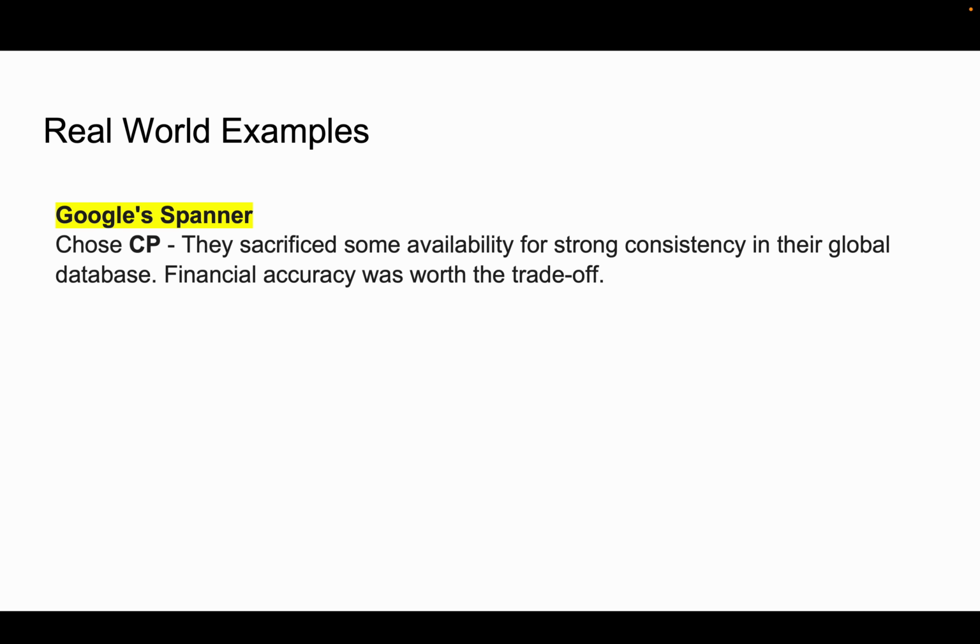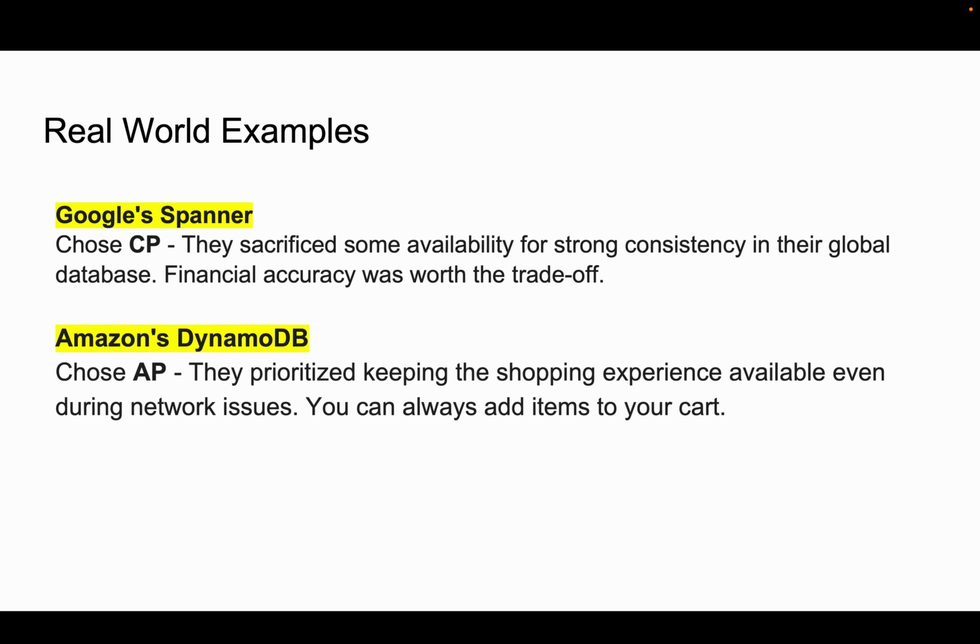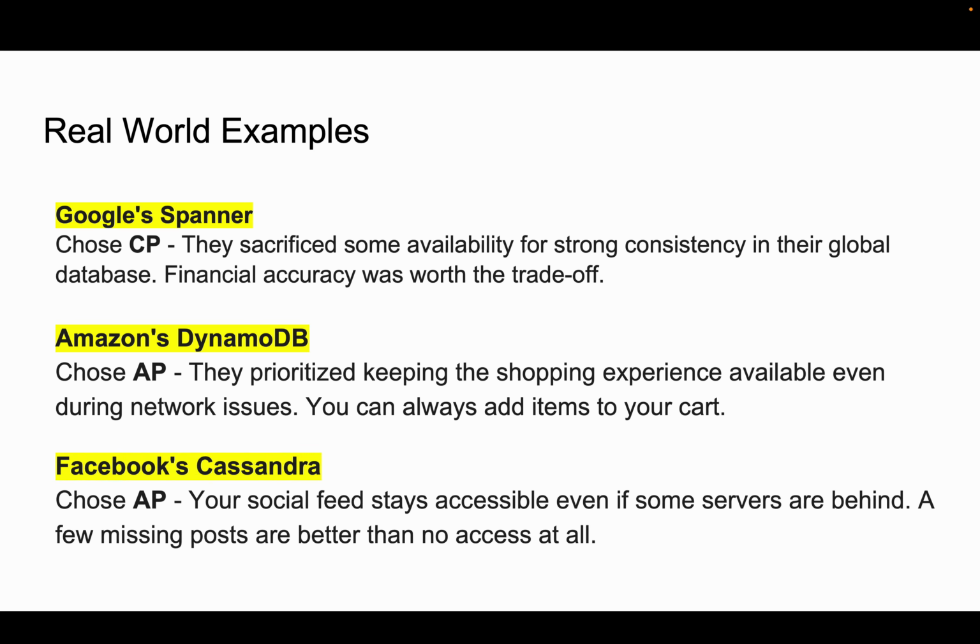Now Amazon's DynamoDB chose AP, focusing on availability. They prioritized keeping the shopping experience available even during network issues. You can always add items to your cart and do shopping. Facebook's Cassandra follows similar lines and chose AP, which means focusing on availability. Your social feed stays accessible even if some servers are lagging behind. A few missing posts are better than no access at all. So these are some of the real-world examples which use the CAP theorem and make the sacrifices they make based on the use case and the business need they have in hand.